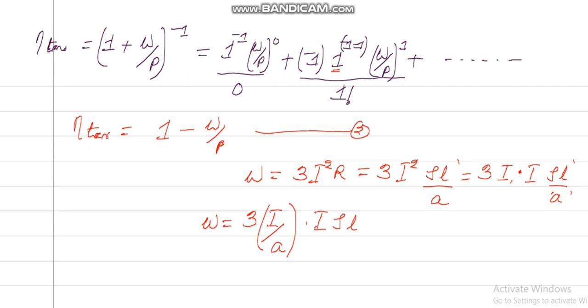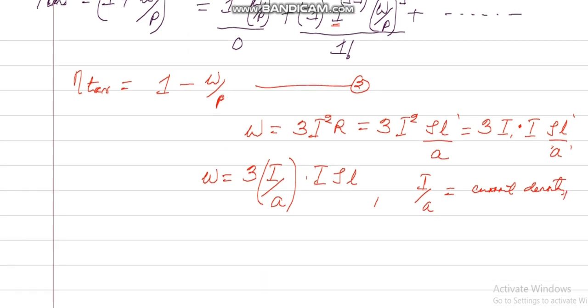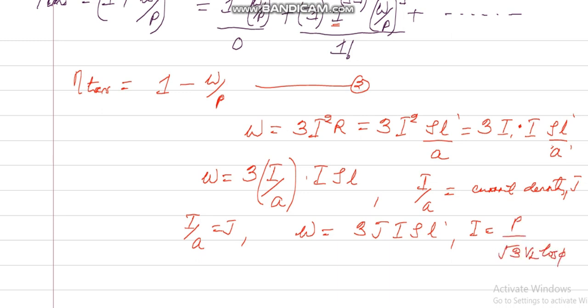Okay, that is right. We know that current over area is equal to current density, the current per unit cross-section area, which is denoted as J. So we can say I over A is equal to J. So W equals 3 times J times I times resistivity rho times length. But we also know I is given by the power transmitted over root 3 times line voltage times cos phi, the load power factor.